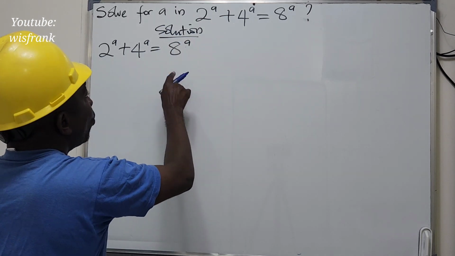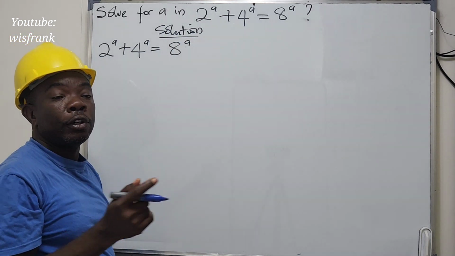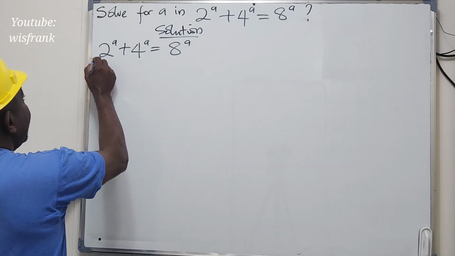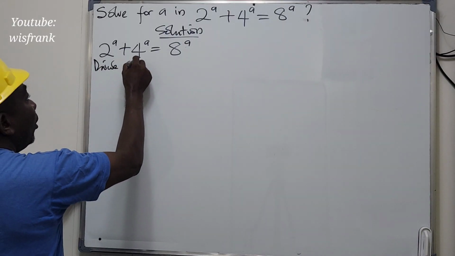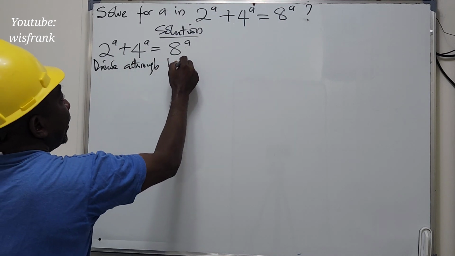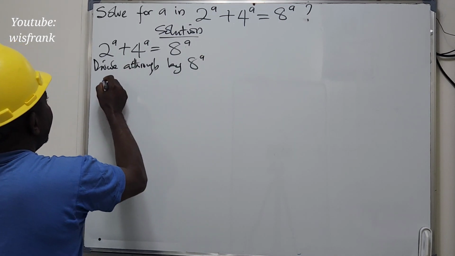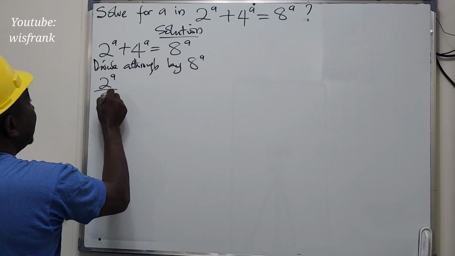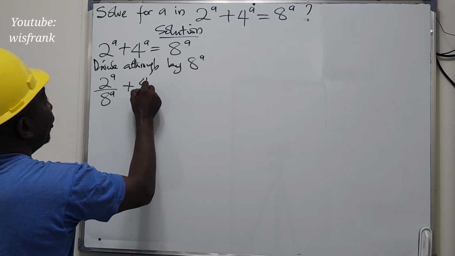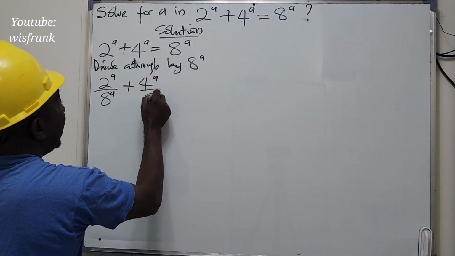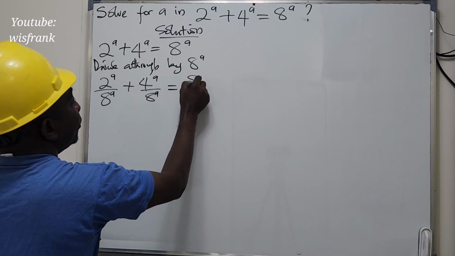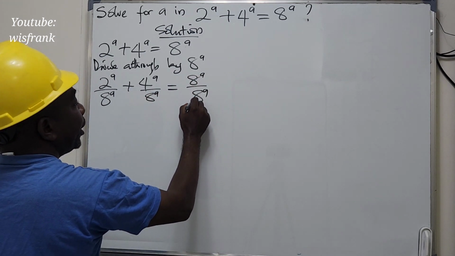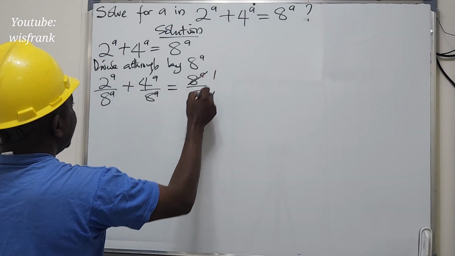From here, what we need to do is divide all through by 8 to the power of a. So this will become 2 to the power of a all over 8 to the power of a, plus 4 to the power of a all over 8 to the power of a, equals 8 to the power of a all over 8 to the power of a. This will cancel to 1.